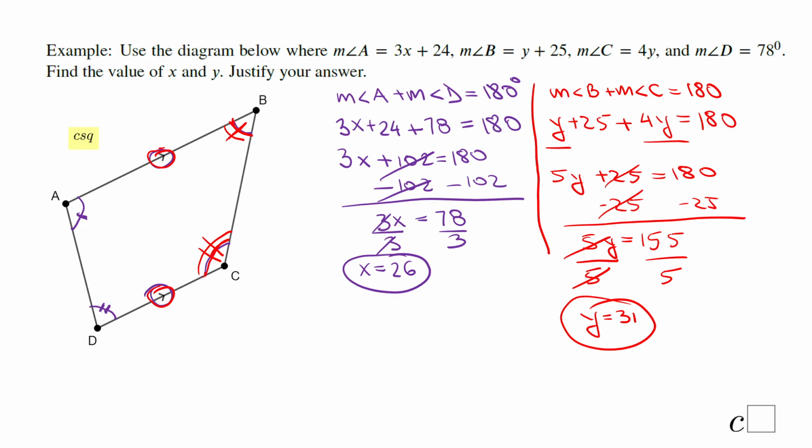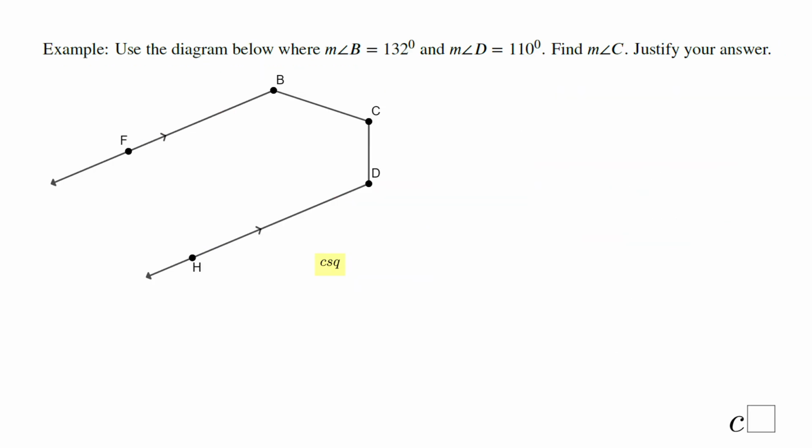And that's it for this problem, where we use twice the fact that consecutive interior angles or same side interior angles are supplementary. The sum is 180. Very important to remember this. And let me go to the last example on this lesson. And then I have one more thing.